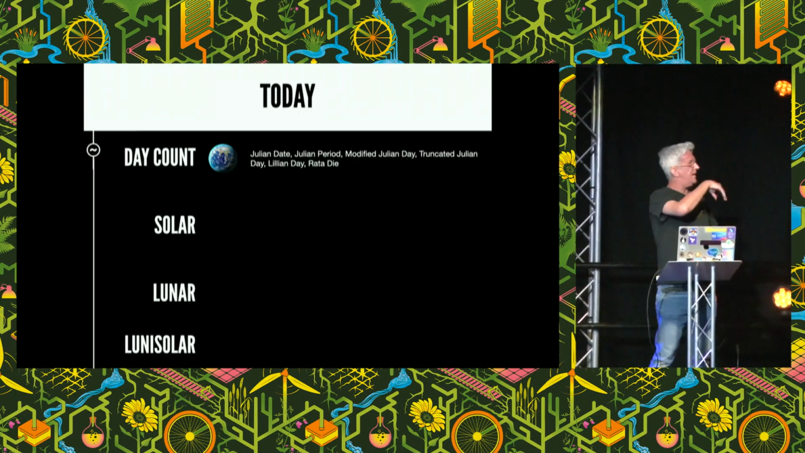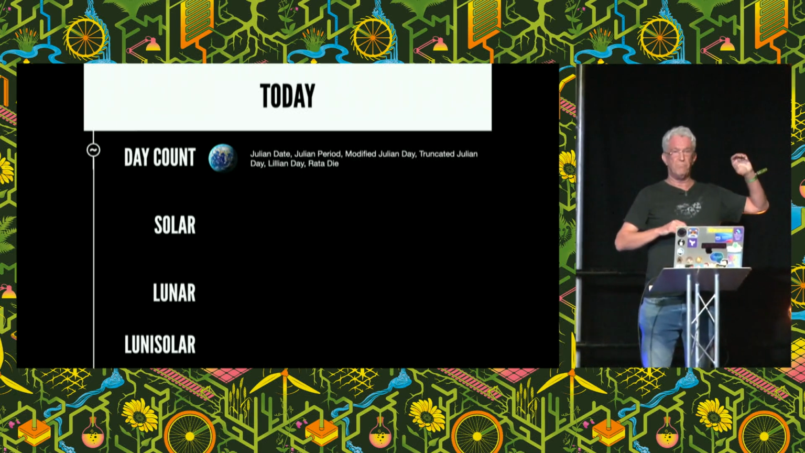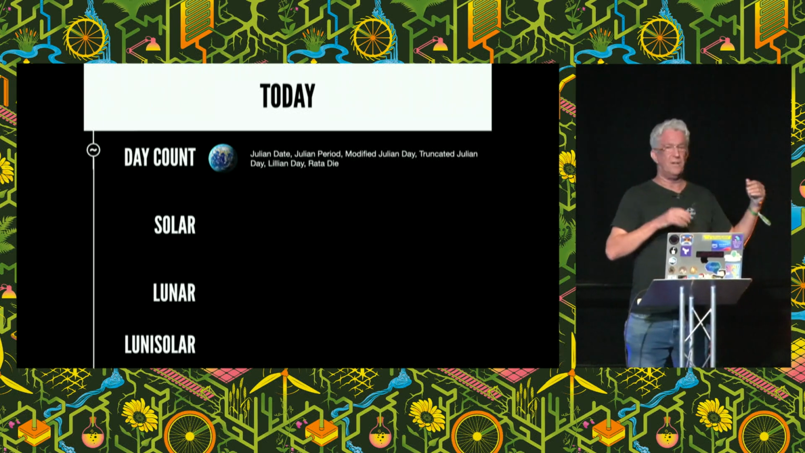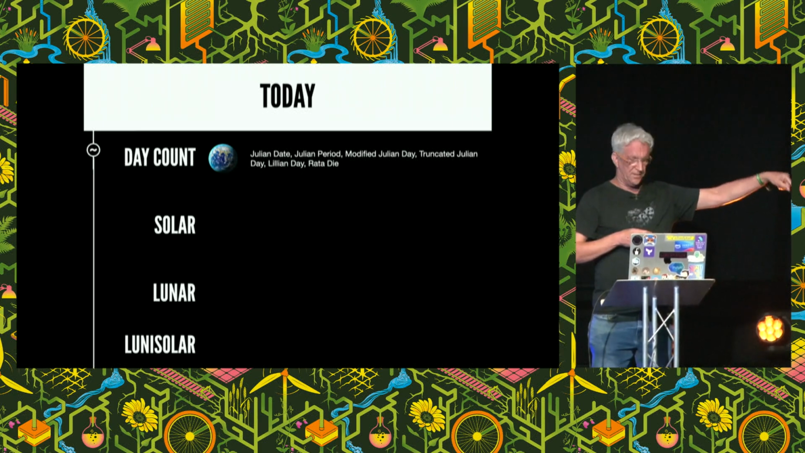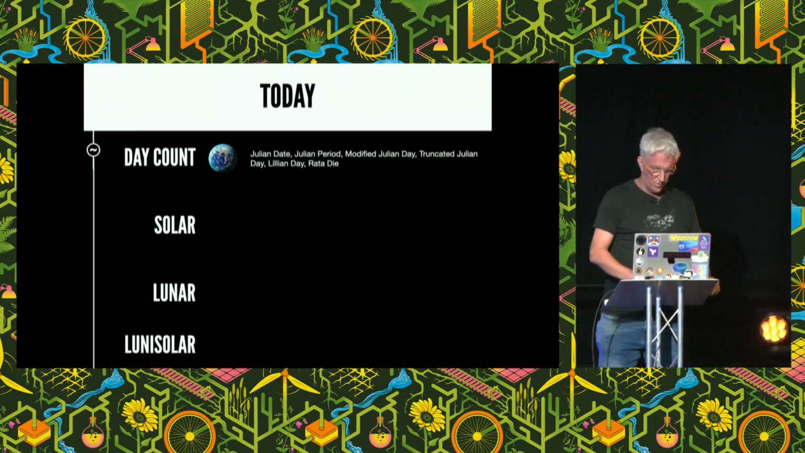They get a little bit more complicated towards the bottom. So day counts are probably the simplest thing you can work with. Really good for doing calendar conversion if you come into that. Solar calendars, lunar calendars, and then lunisolar are the most complicated.